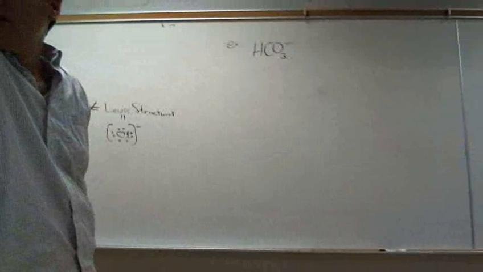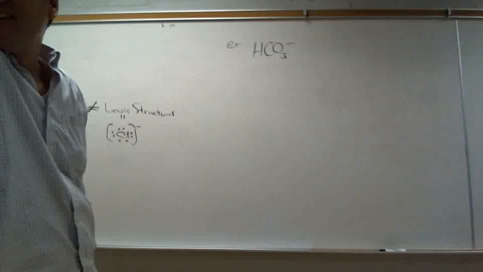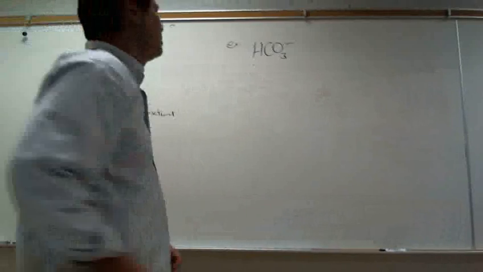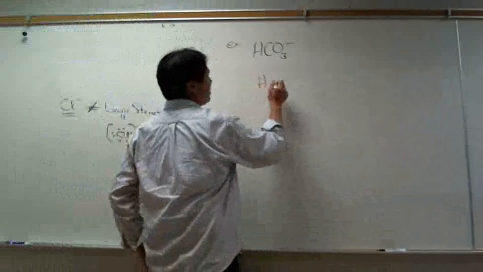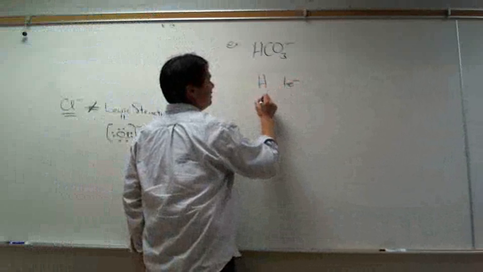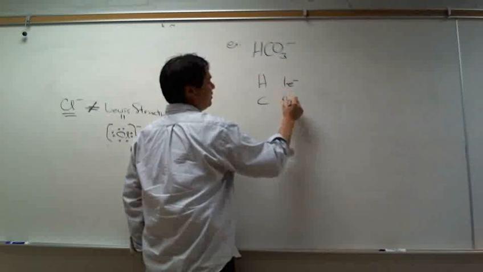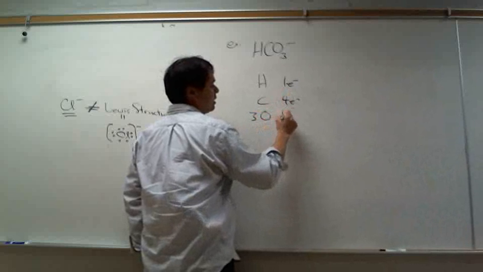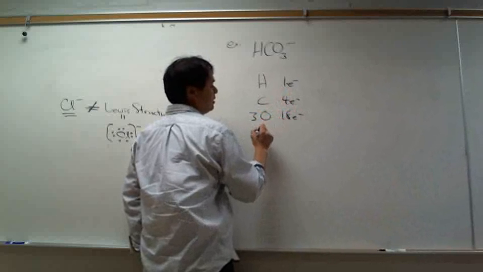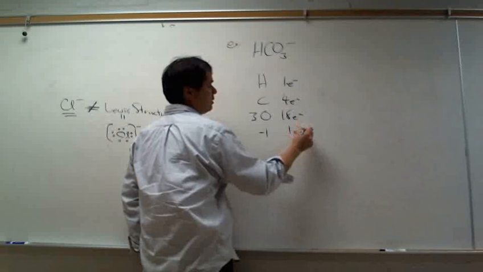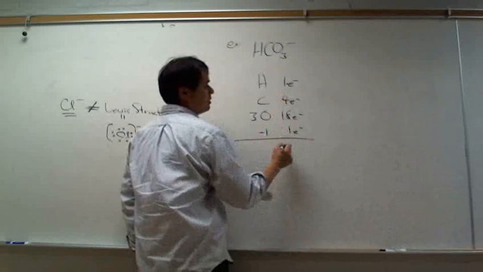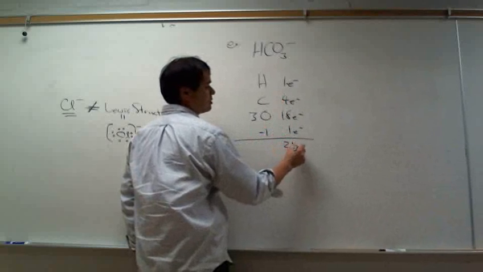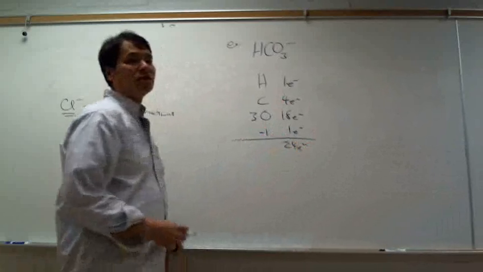Okay. Can you tell me when somebody has it? 24 electrons, good. How did you get it? Well, hydrogen has how many valence electrons? 1. Carbon, 4. Oxygen, we have 3 oxygens, 6 each, 18. Plus 1. And then the minus 1 charge means 1 electron. And so that gives us 24 electrons. All right, let's go to the next step.